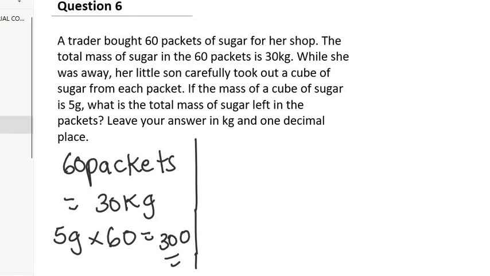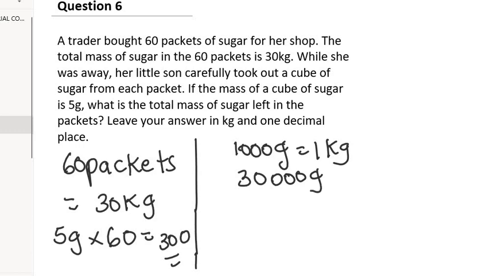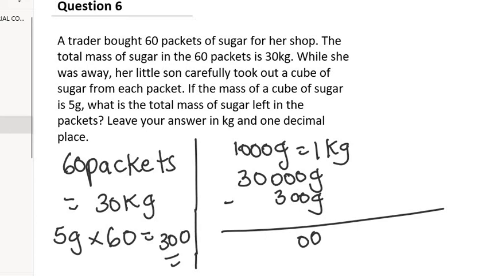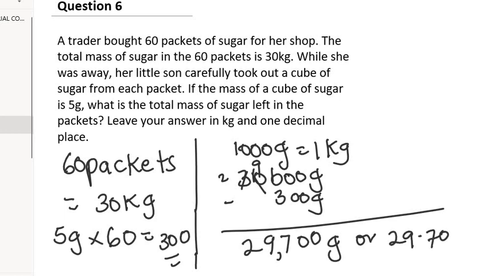Now let's find out the total mass of sugar left. Remember, 1,000 grams will give us 1 kilogram. So 30 kilograms times 1,000 will give us 30,000 grams. That's the total mass of the 60 packets. Now minus the 300 grams he removed. Subtracting, the mass that will be left is 29,700 grams. Or, divide this by 1,000: 29.700 kg mass left. Okay, that's for question 6.